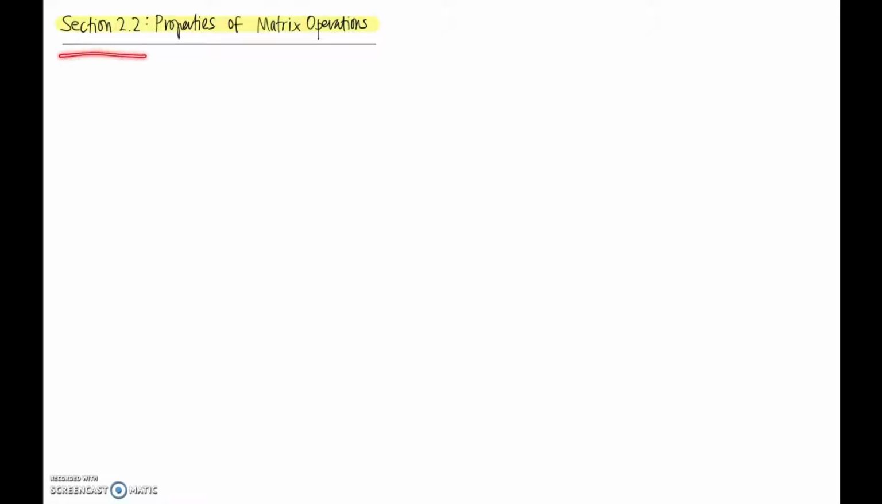Here we are in section 2.2, which is called Properties of Matrix Operations. In the last section, we introduced the idea of some important matrix operations. We talked about matrix addition, matrix scalar multiplication, and the really important one, matrix multiplication.